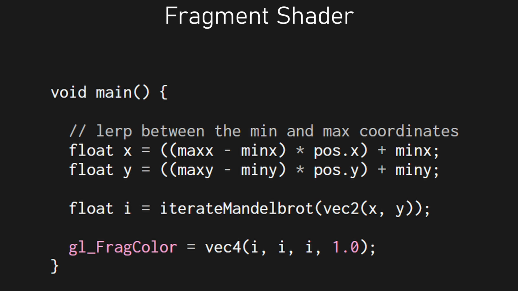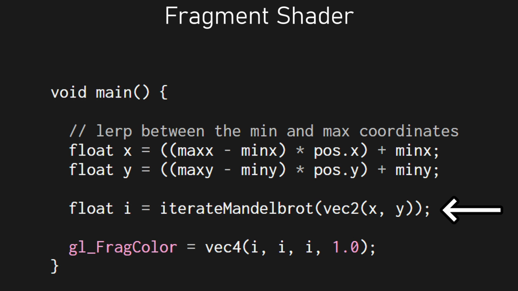The position value that we get in for the fragment shader is in the range 0 to 1, so we're just using that value to lerp in between the minimum and the maximum for both the x and the y coordinate. There are inbuilt lerp functions in GLSL, but for some reason they were being a bit dodgy for me, so I've decided to do it manually instead.